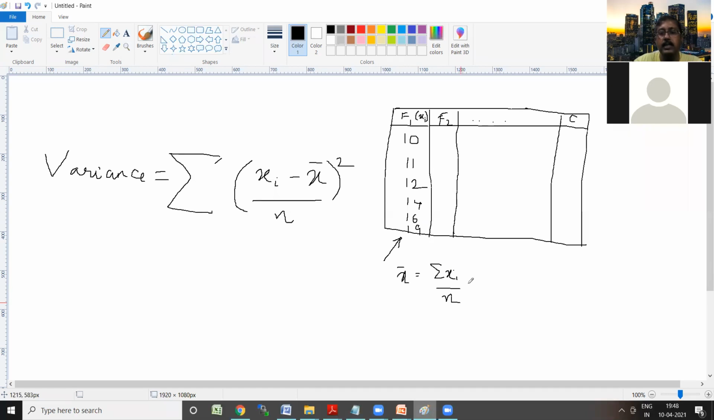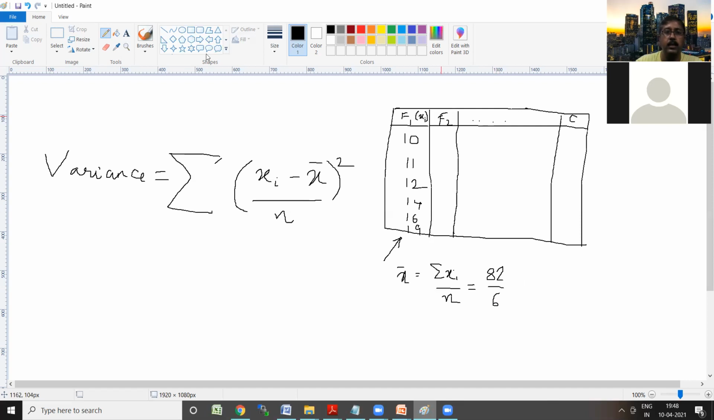Now what is summation of xi? If I just do simple maths here, 10 plus 12 is 22, then 11 plus 19 is 30. So 30 plus 22 is 52, and again 30, so 82. So here I have 82 divided by n, where n is 6, the total number of observations. So this is my x bar, right?